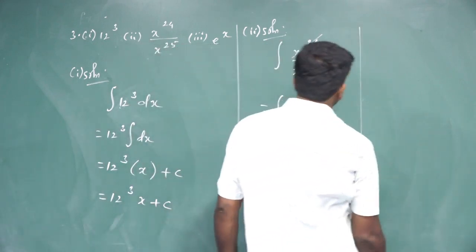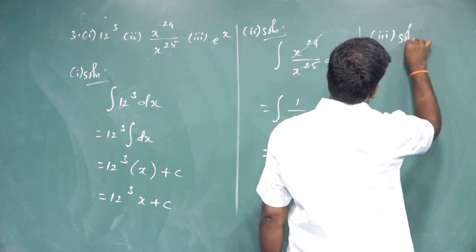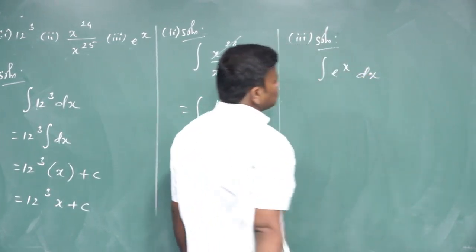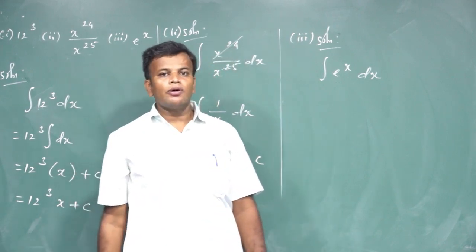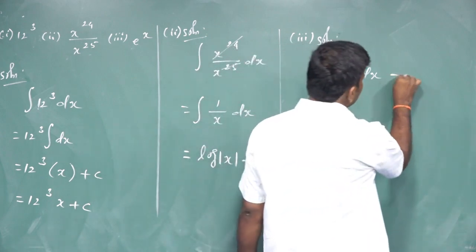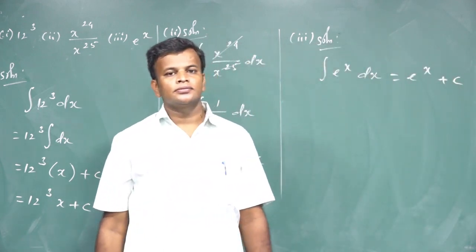And the third one is a direct formula. The given one is e power x. So just one: what is the integrating of e power x? The integrating of e power x is the same, e power x. So e power x plus c.